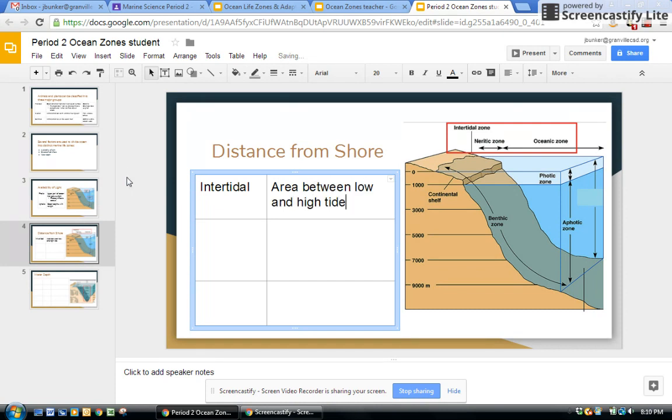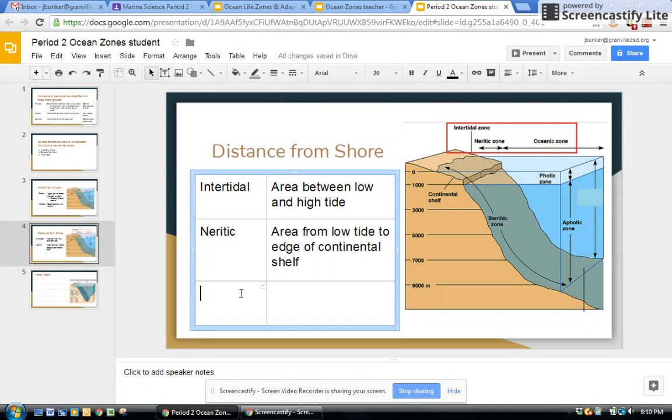So for organisms living here, in high tide, they're going to be underwater. In low tide, they're not going to be underwater. So these organisms need to be adaptable to this changing time of being underwater and not being underwater. The next zone is the neritic zone. You can see that here, this brown chunk. From the low tide to the edge of the continental shelf where it starts to drop off, that's the neritic zone. So the area from low tide to the edge of the continental shelf.